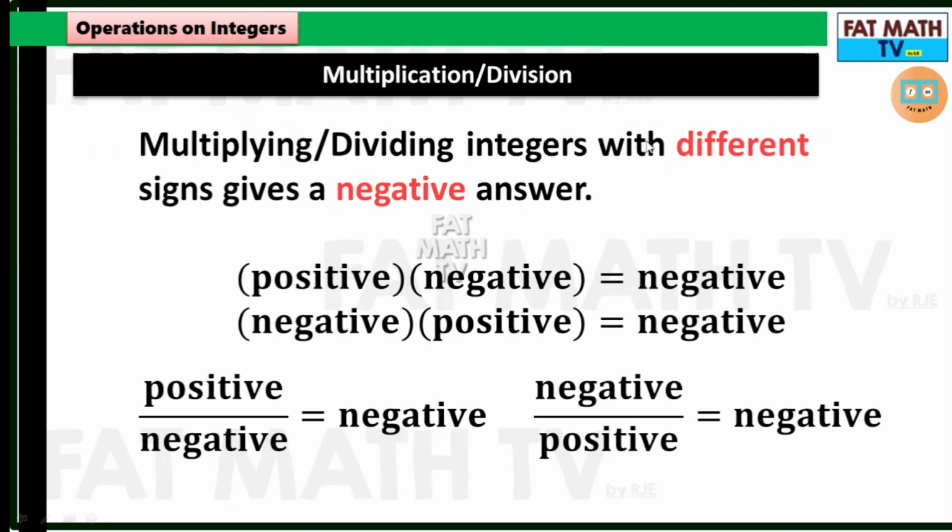But if they have different signs, the answer is always negative. If we are multiplying a positive and negative or negative and positive, the answer is always negative. If we are dividing a positive by a negative or a negative by a positive, the answer is always negative.